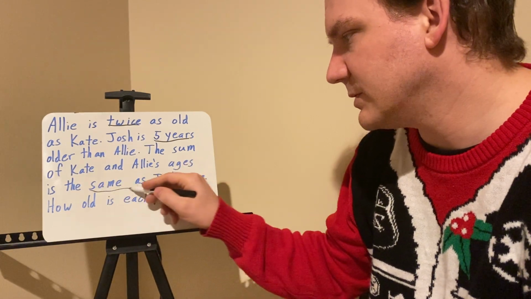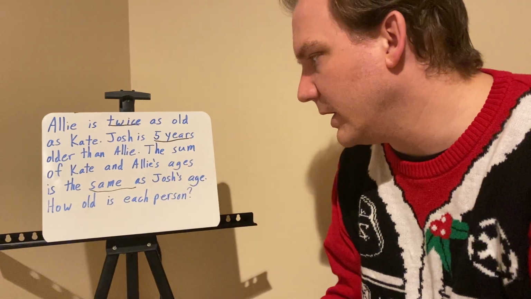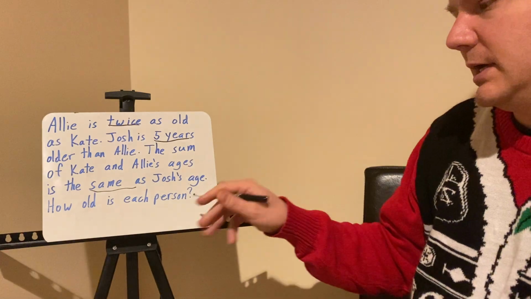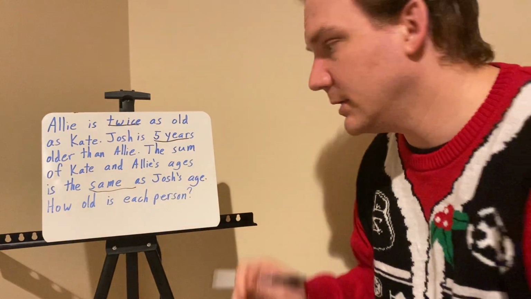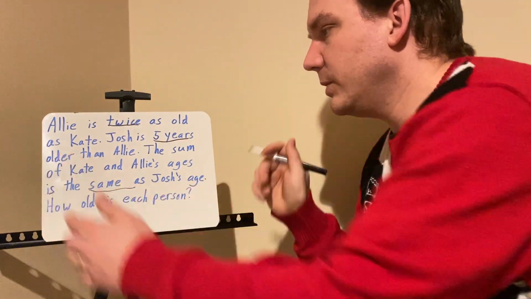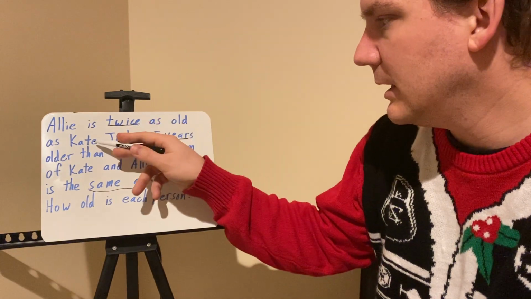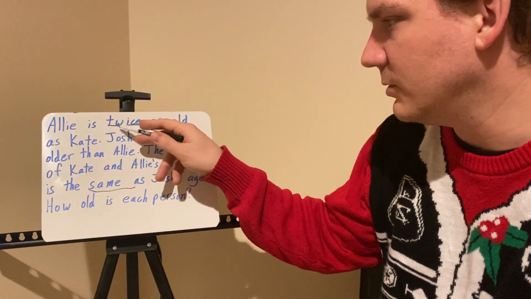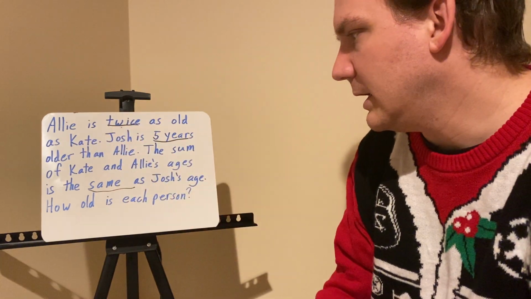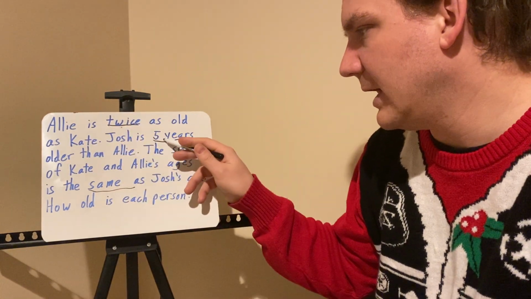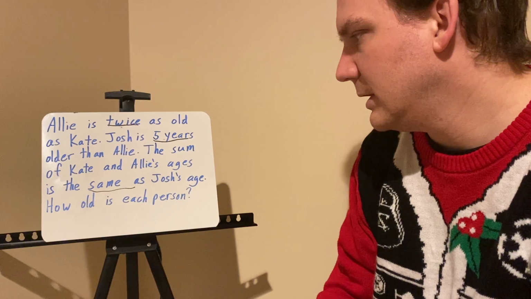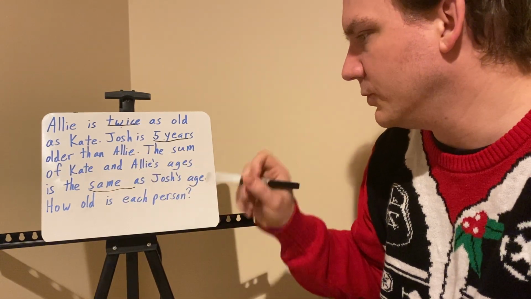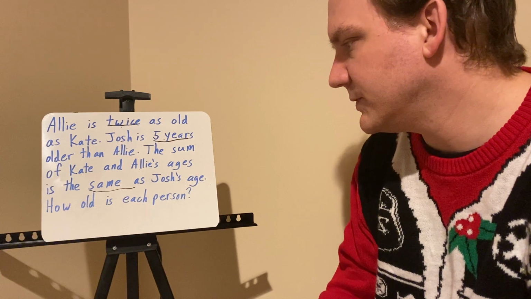So as soon as we see this, we know we're going to set up an algebraic equation where we do Kate plus Allie equals Josh. It says how old is each person, and that will help us. If we had Kate's age, we could multiply that by 2 to get Allie. And if we had Allie, we could add 5 to get Josh. And then if we had Kate and Allie, the sum would equal Josh. How old is each person?